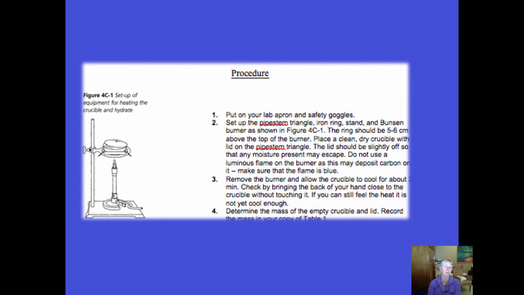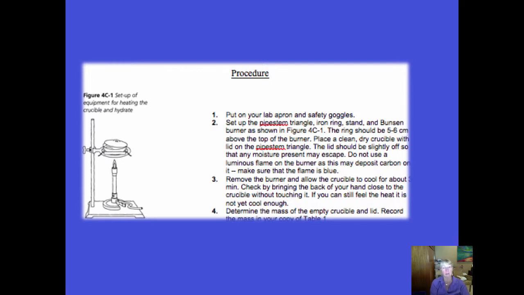As you can see, you'll be setting up clay triangles with metal crucibles for the heating process. Now I would like to point out a couple of safety features and a few changes. So these are the lab helpers. Please write them down so that you and your partner do your lab correctly and safely.